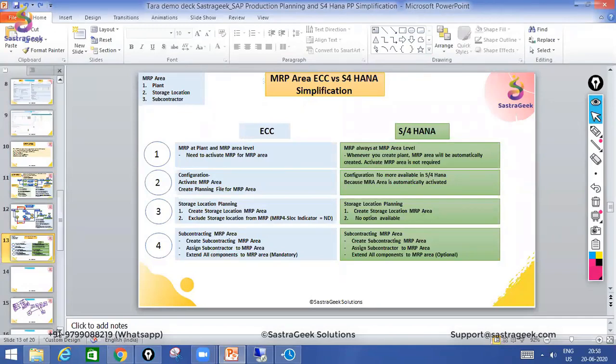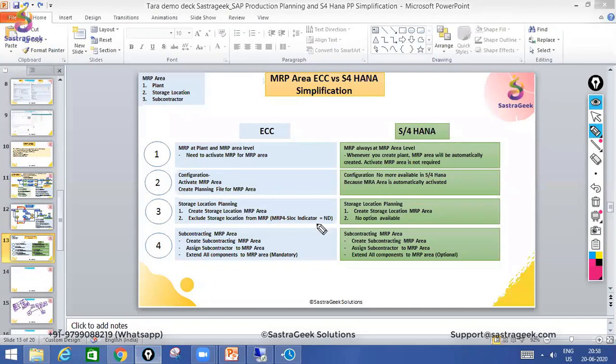Now, if you want to exclude a specific location, for that location you need to create a separate MRP area and assign that material to that MRP area. So like here you are saying MRP4 should have storage location indicator ND. And I have extended my material in two different storage locations. MRP4 is constant for both the storage locations, right? MRP4 is constant. Okay. Yeah.